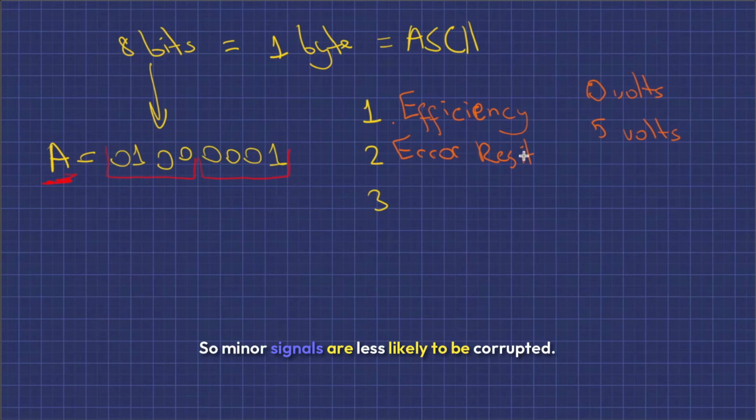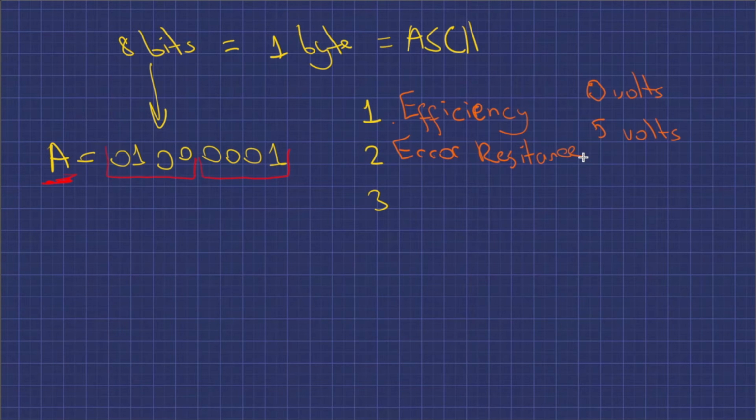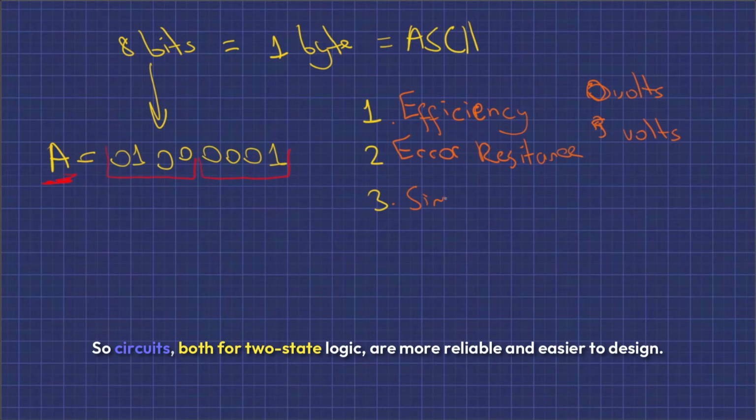So binary signals are less likely to be corrupted. It is either 0 volts or some volts, like 3 volts or 5 volts, right? And it is simple. So circuits built for two-state logic are more reliable and easier to design.